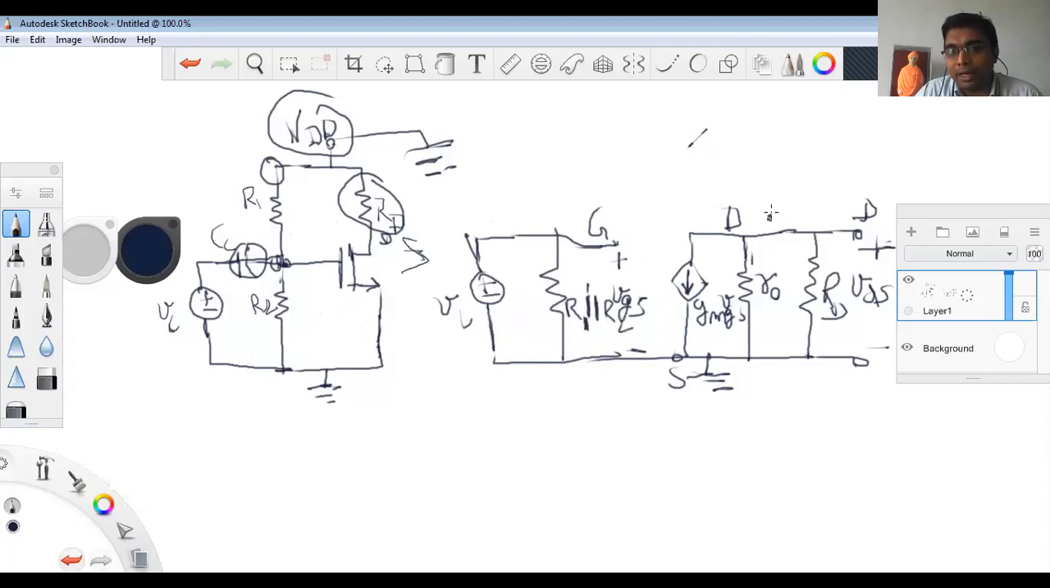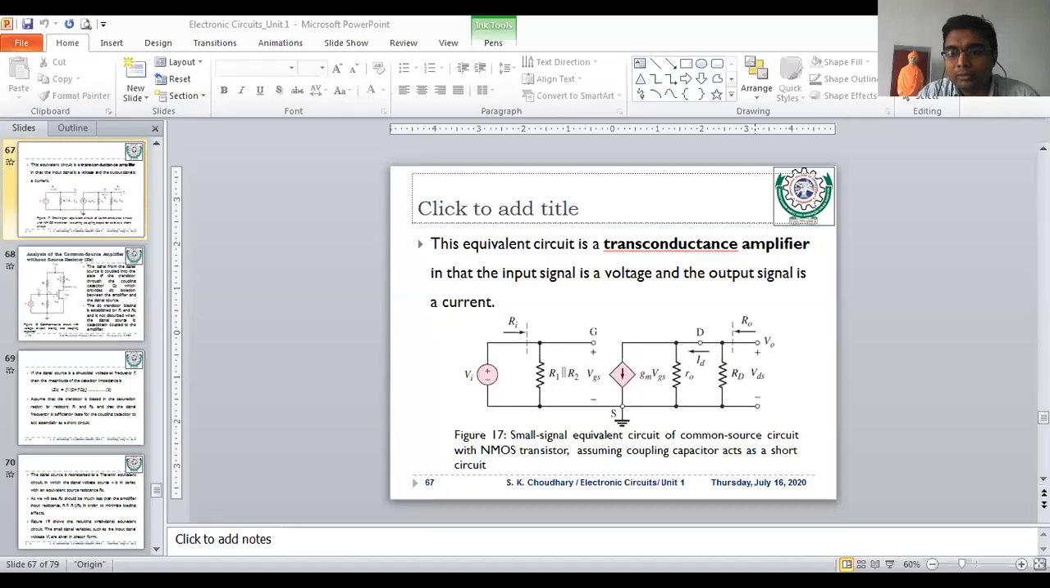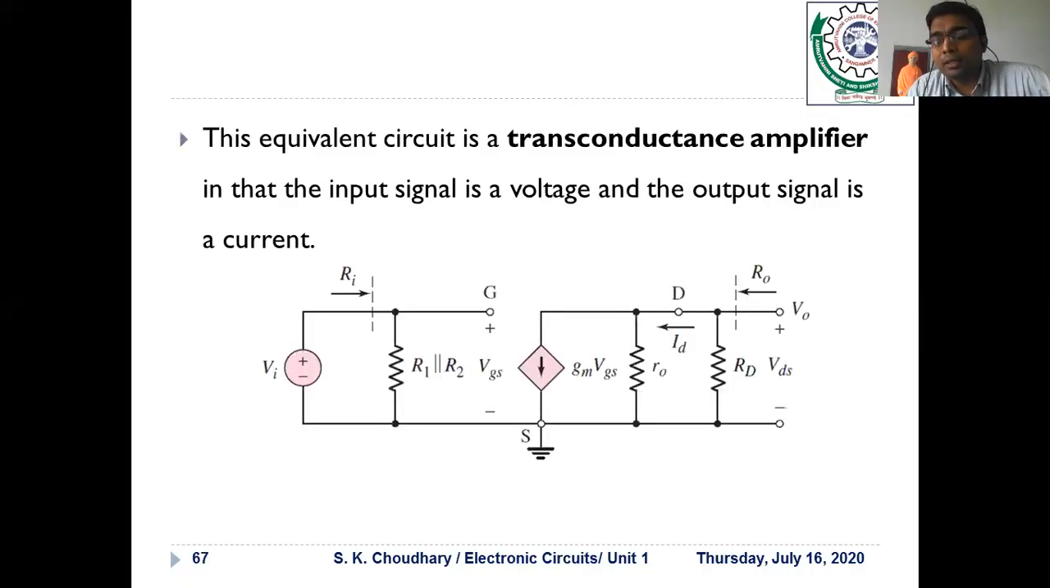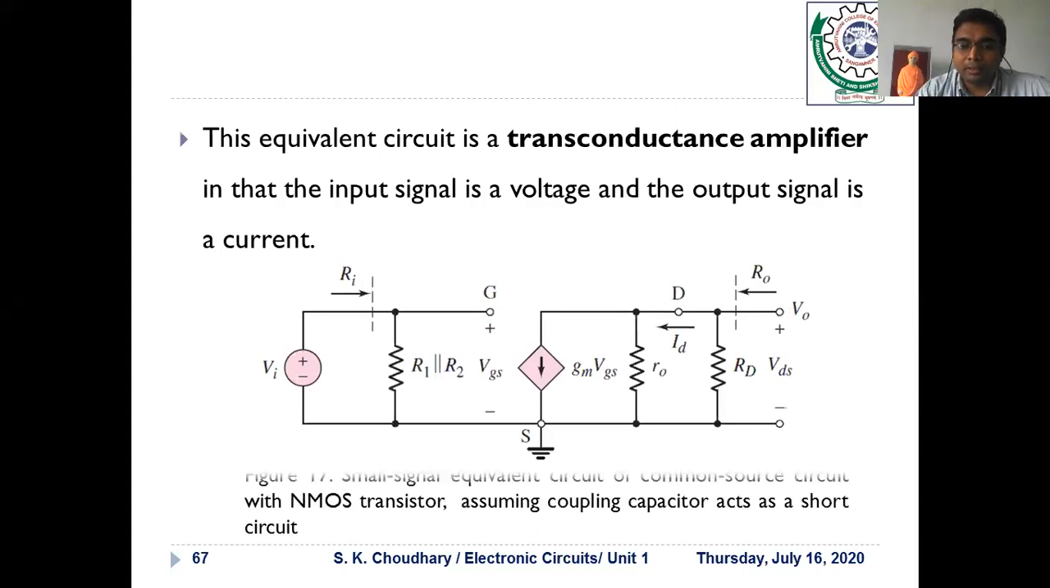So this is the way that you can draw the small signal equivalent circuit in the case of MOSFET. Okay, I have just shown the procedure for drawing this circuitry, and you can see more clearly how this circuit would look. Actually it is an online module, so it is a little bit difficult to show. Now we have learned how to draw this. This is the final small signal equivalent circuit for the case of NMOS common source circuit using the NMOS transistor.